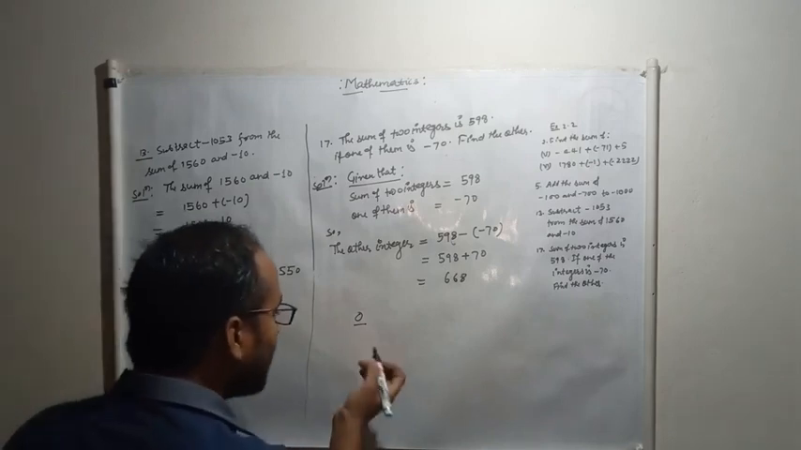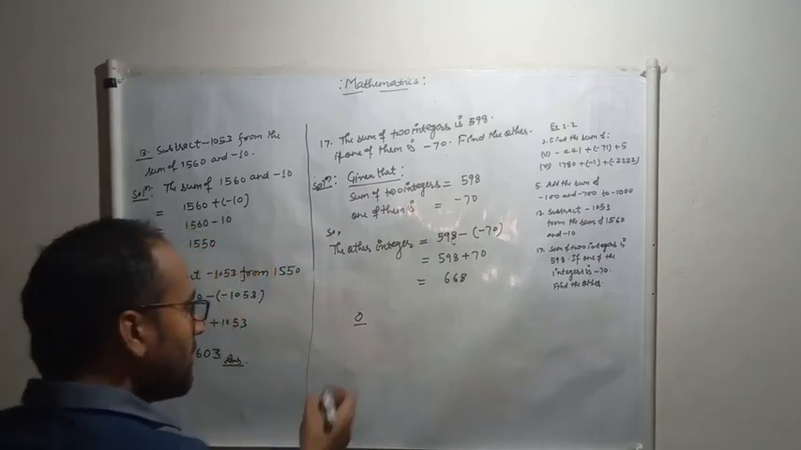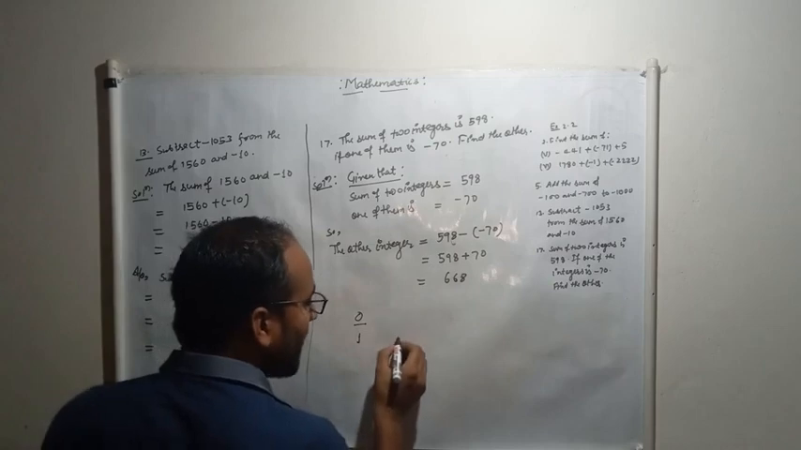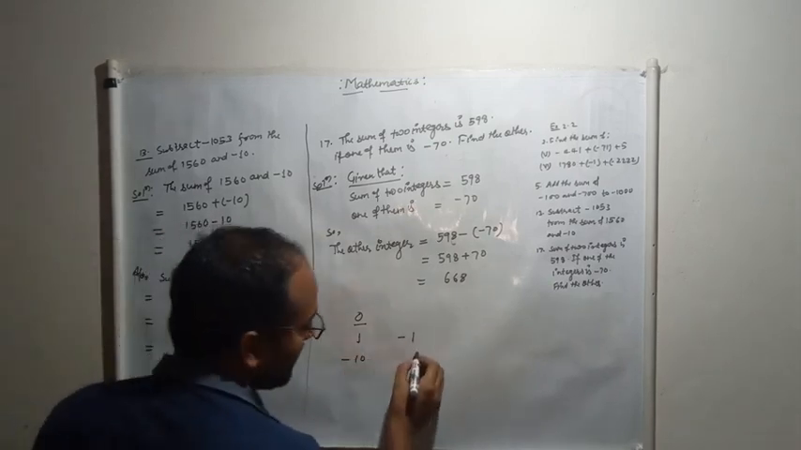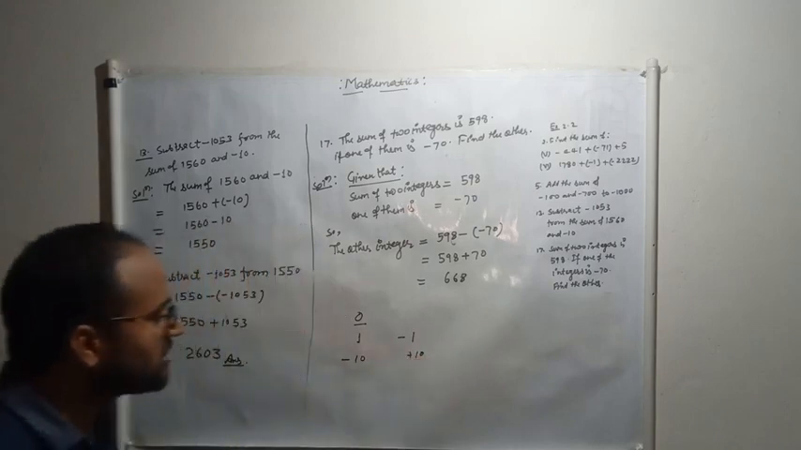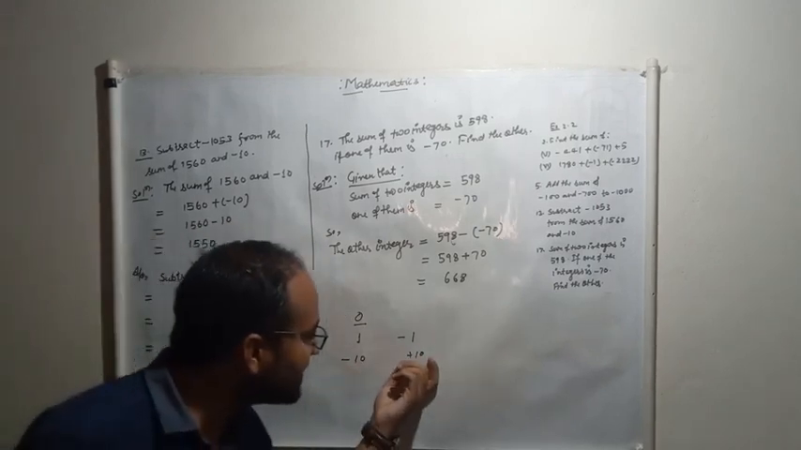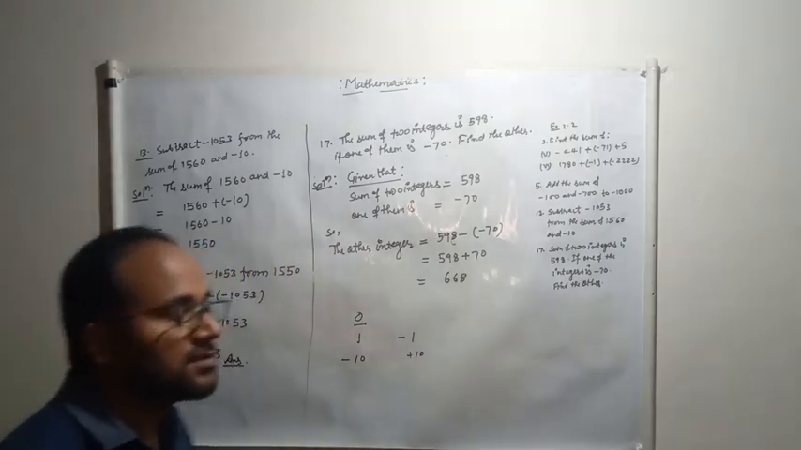Okay. And what is the additive inverse of 1? That one is minus 1. Opposite in sign. What is the additive inverse of minus 10? That one is plus 10. Because the sum of an integer and its inverse, you always get 0.